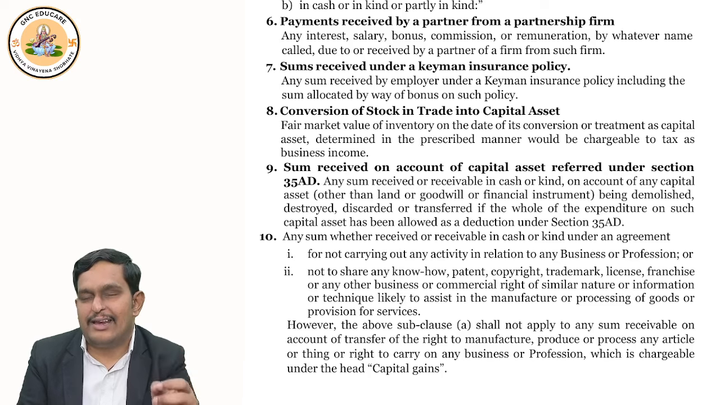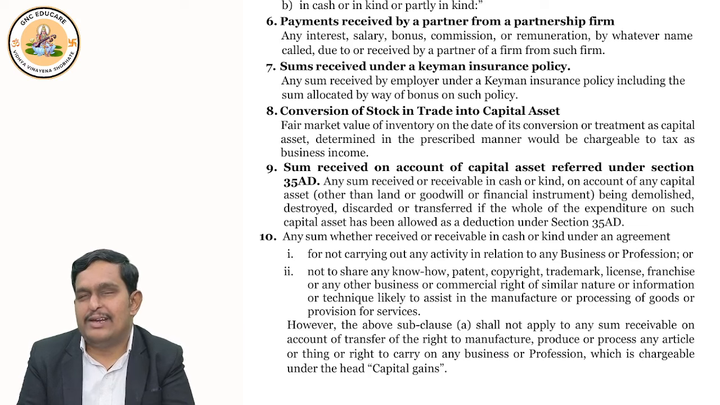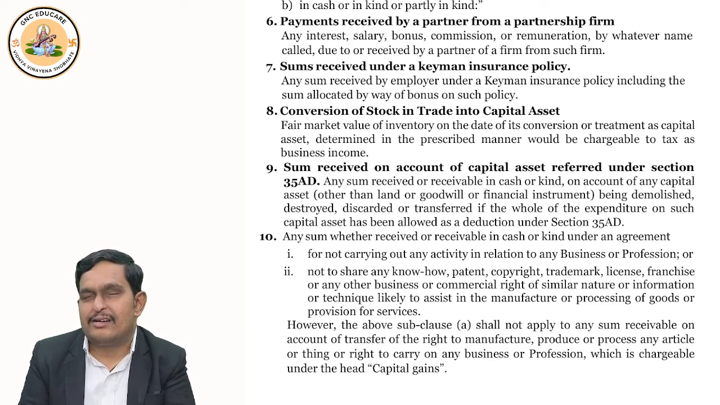Then a partner receiving salary, commission, bonus. He is the owner. There is no employer-employee relationship. So the partner's remuneration, commission and bonus received from the firm are taxed under this chapter. Then key man insurance policy money received by the employer is taxed under PGBP. If received by the employee, it is taxed under salary. If received by a family member of the employee, it is taxed under other sources.